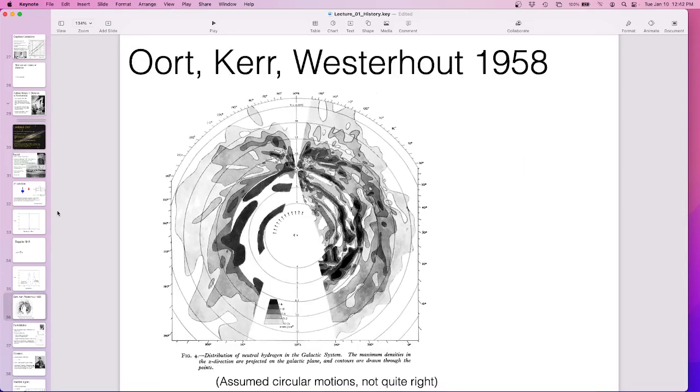Okay, so we can measure the rotation of the galaxy. Key: we can measure how fast our galaxy is rotating, and that's related to what's in it.